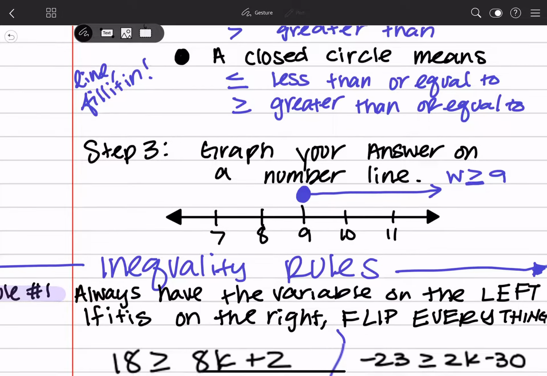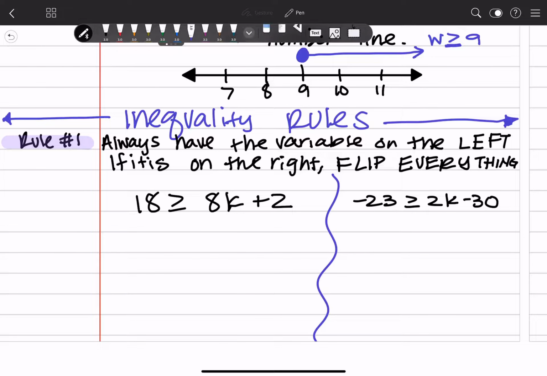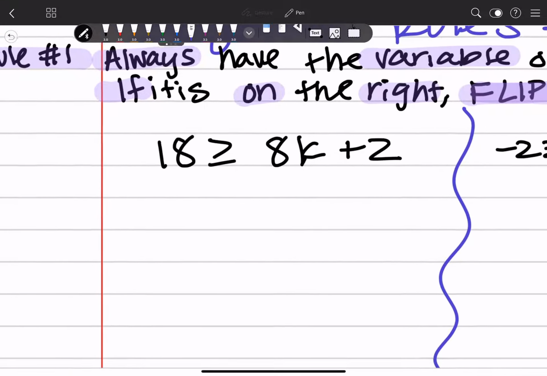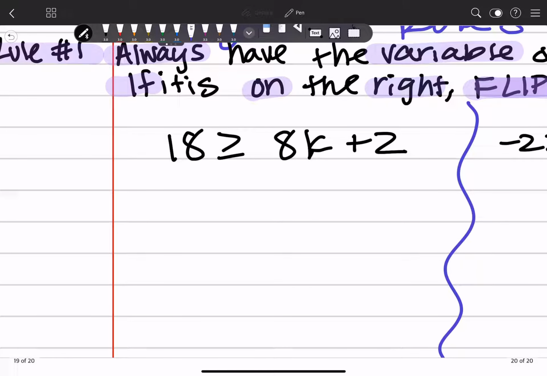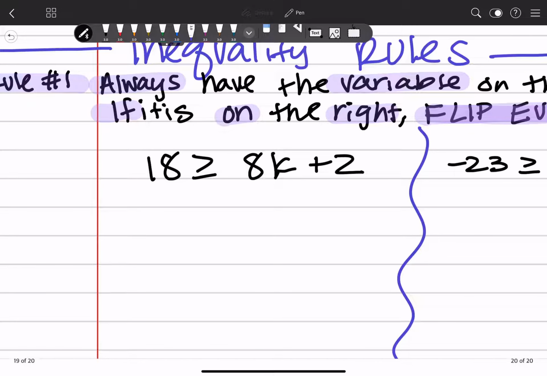Way to go. Now, here's that first rule that I was just talking about. All right? You're always going to need to have the variable on the left. If it is on the right, so if on right, flip everything. Oh my gosh, you're going to flip all the things. So let's try it out with this one first. So we've got 18 is greater than or equal to 8k plus 2. Now, something that I'm going to write in because some of you are like, oh my God, let's do it. No, stop. You're going to flip at the end. If you flip at the beginning, you start losing track. I promise you this works. All right, so we're going to make sure we do it at the end.